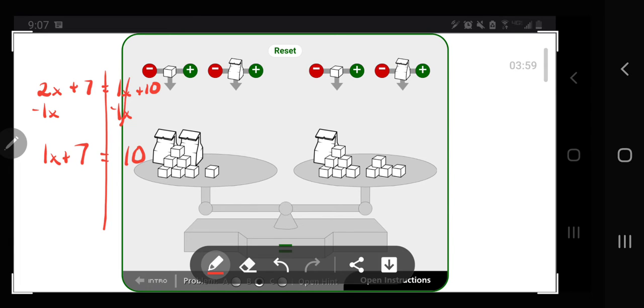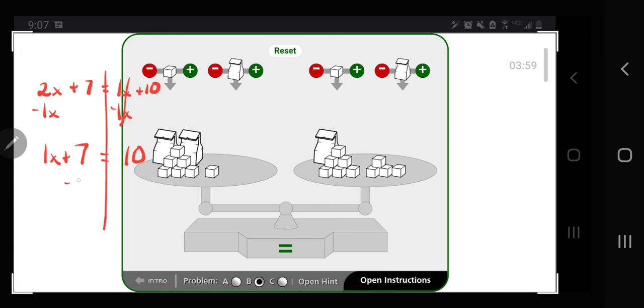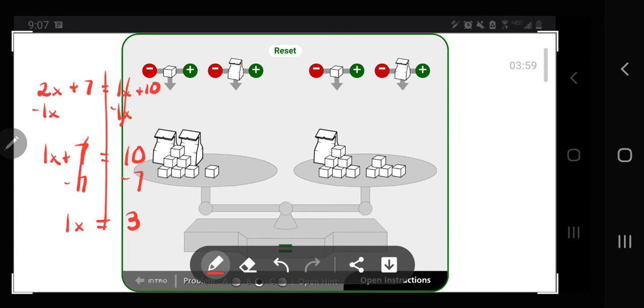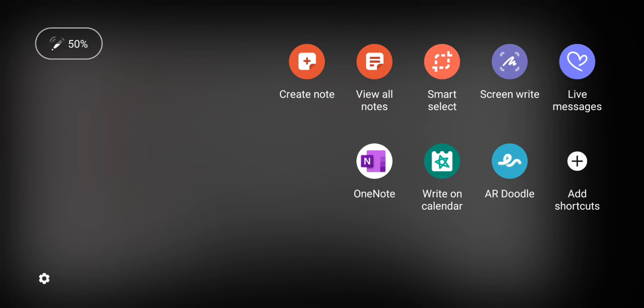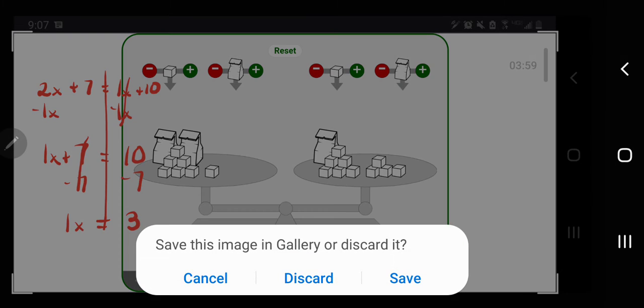And what did we do next? We started taking away blocks. We took away 7, and we took away 7 over here. Then we have 1 bag equals, or is balanced out with, 3 blocks. So x equals 3. Hopefully this helps us a little bit to visualize what's actually going on as we solve these equations.